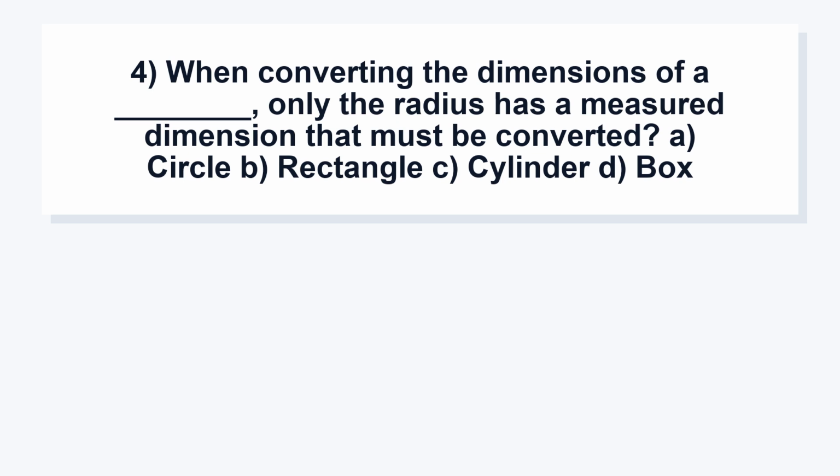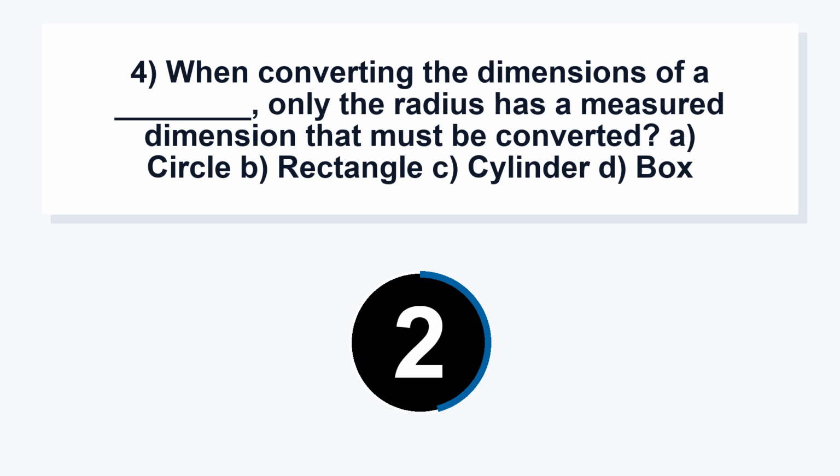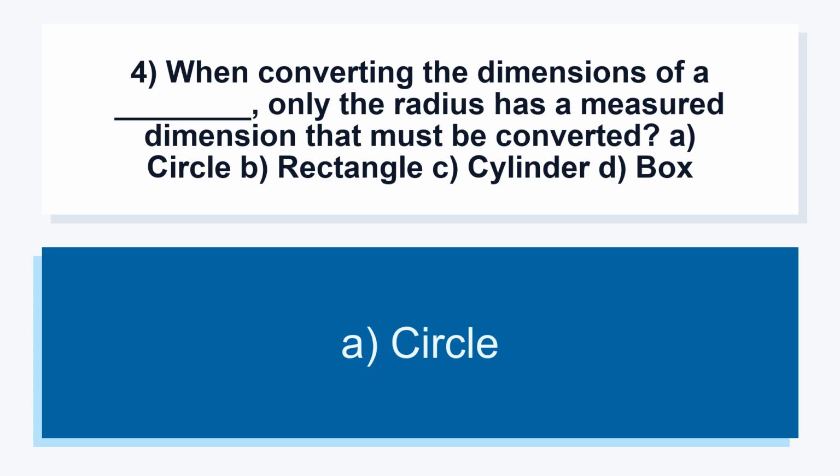4. When converting the dimensions of a ______, only the radius has a measured dimension that must be converted. A. Circle. B. Rectangle. C. Cylinder. D. Box. A. Circle.